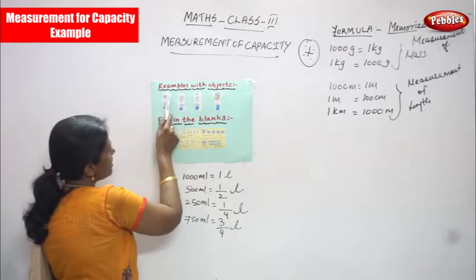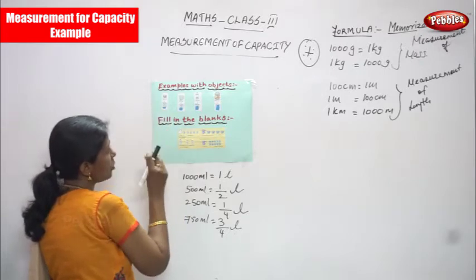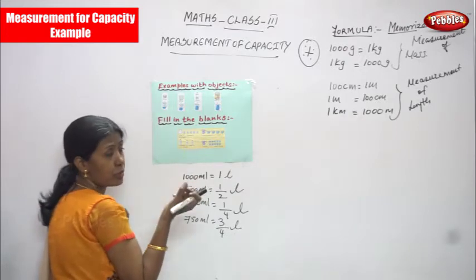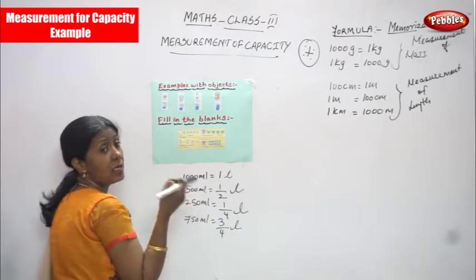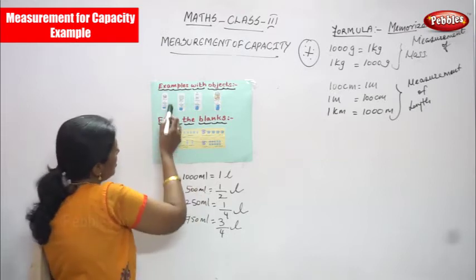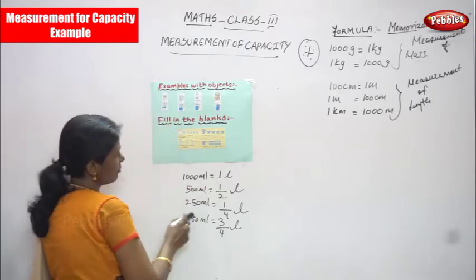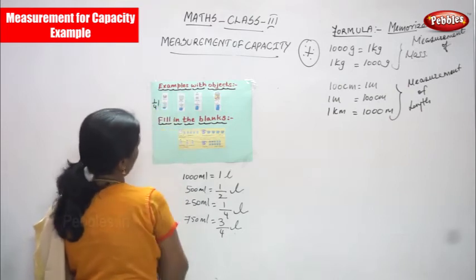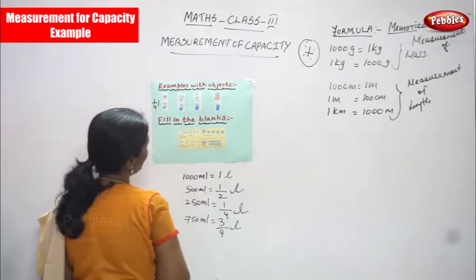I have told you it's a cup, 250 ml. It holds a quarter liter of Horlicks, Boost, milk, coffee, tea or juice, whatever it may be. So 250 ml is nothing but 1/4 liter. And what is this? 500 ml is a mug.